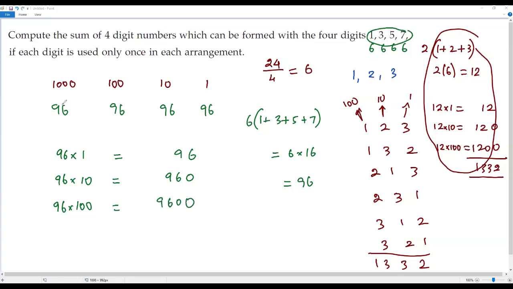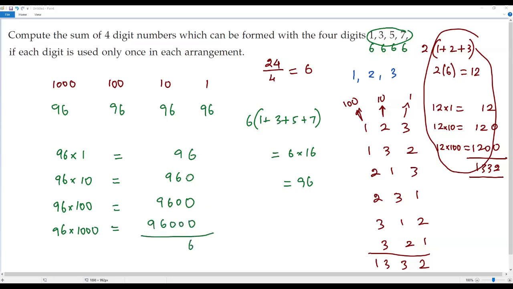9,600. Here we get the sum of all numbers in the thousands place as also 96. So 96 has to be multiplied by 1000. Let me do it. When I do so, I am getting 96,000. Let me write it over here. Now let's add them all.